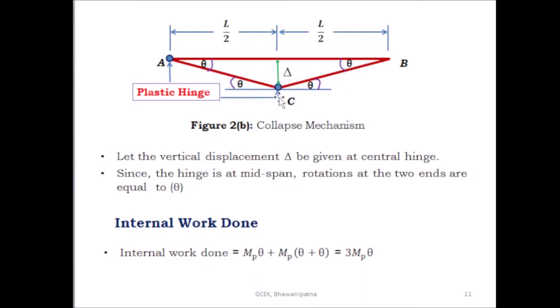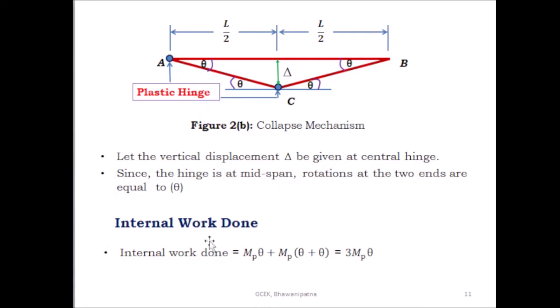Here the load is present at the midpoint of the propped cantilever. Rotation at the end A and at the end B are both equal to theta. Let the virtual displacement delta be given at the central hinge. Since the hinge is at the midspan, the rotations at the two ends are equal, that is, equal to theta.